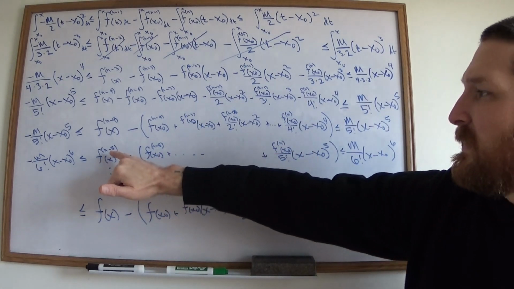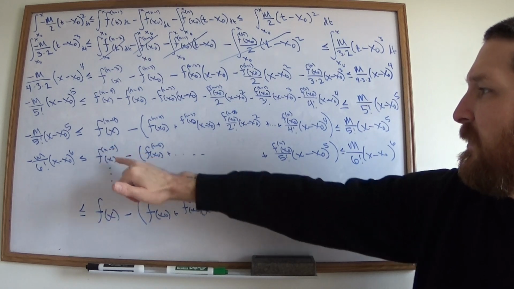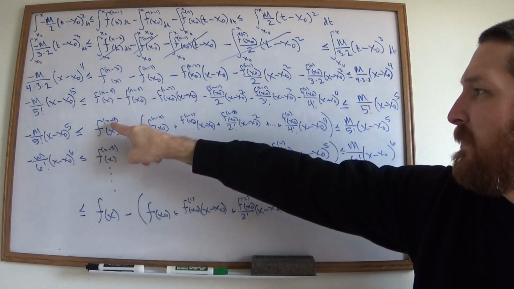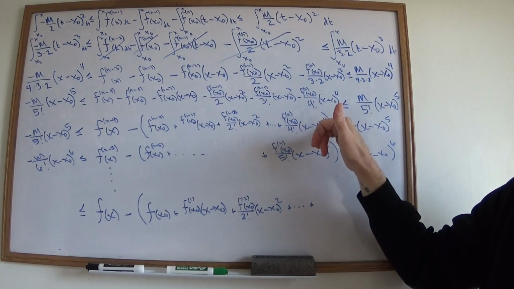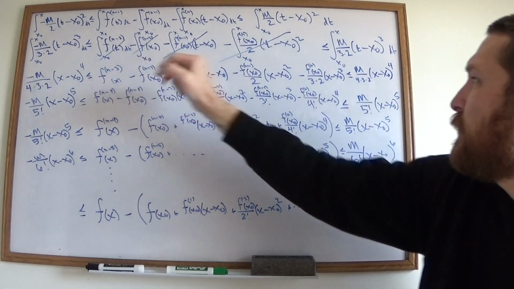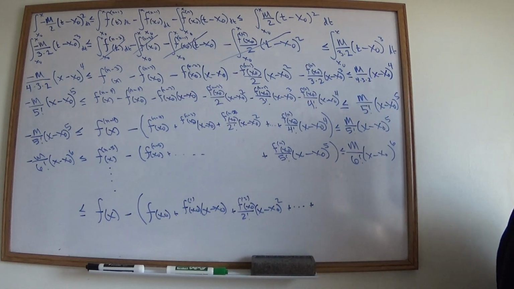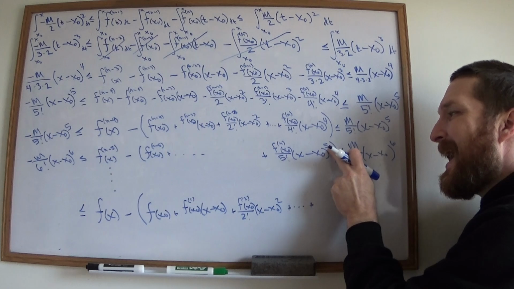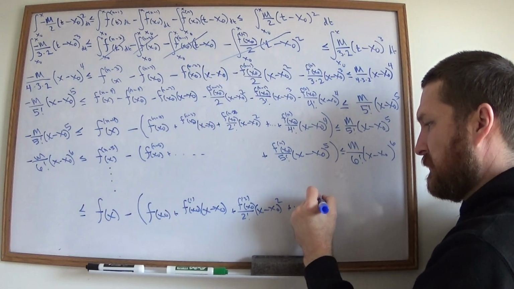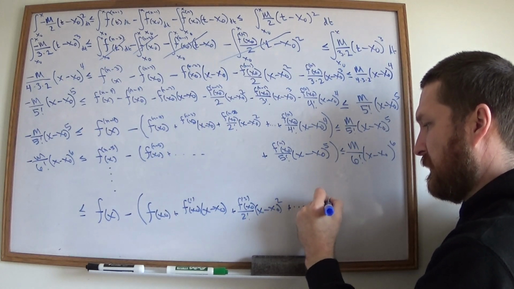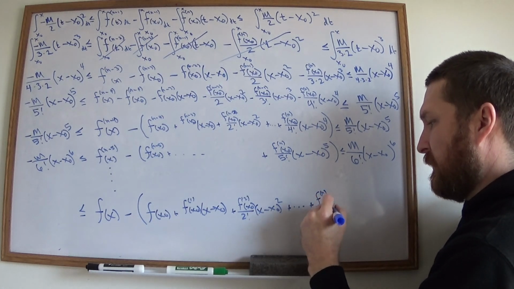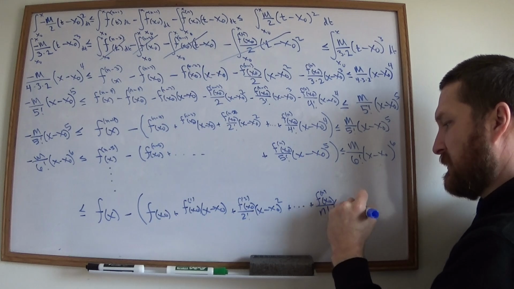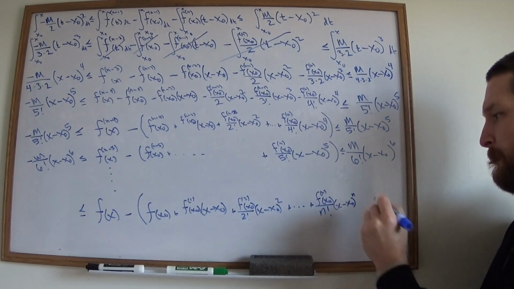When it's n minus 5, it's a 5 here. When this one's n minus 4, it's a 4 there. When it's n minus 3, it's a 3 there. So when it's n minus n, it should be an n here. So then, nth derivative at x0 over n factorial, x minus x0 to the nth power.